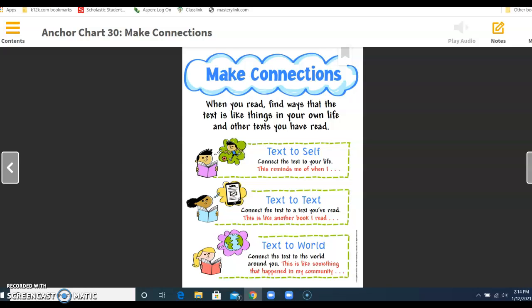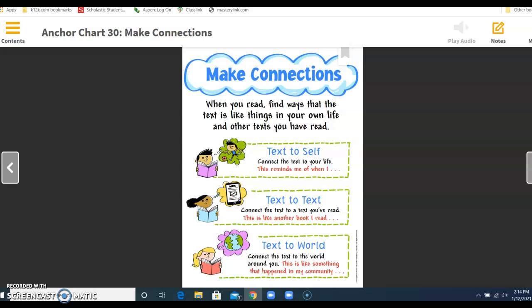And then the last one is called text to world. This is when you can connect the text that you're reading to the world around you. So this would be an example like when something is happening in your community and then you're also reading about it. You might have an event coming up and then all of a sudden you're reading a book about it. And maybe there's also something happening in the town about the same topic. So it could be that it's a text to self and a text to world. So it could be that you connect it in more than one way. It doesn't have to just connect one way.